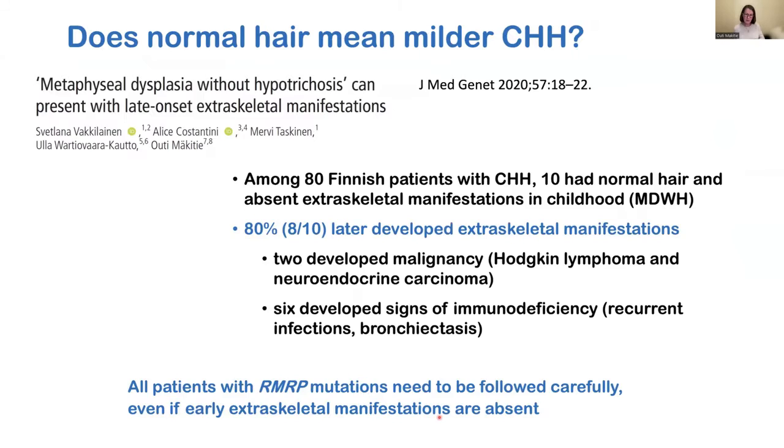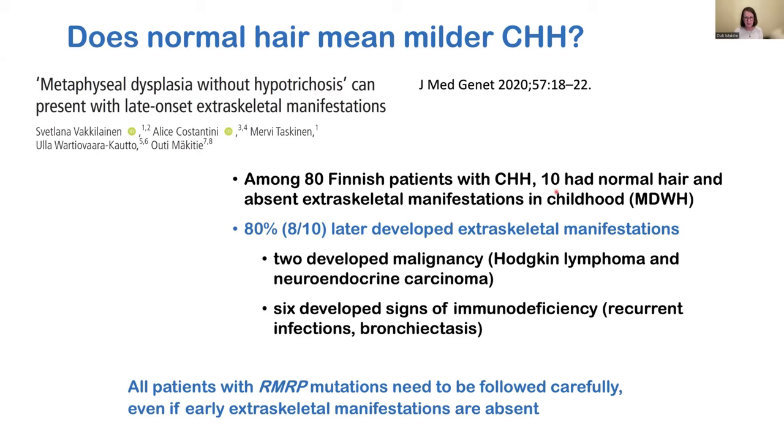And so in our Finnish cohort, we decided to look more carefully into the prognosis in patients with normal hair. Among the 80 Finnish patients with cartilage-hair hypoplasia, we identified 10 who had completely normal hair and absent extraskeletal manifestations in childhood. So they didn't have any infections or immune deficiency.